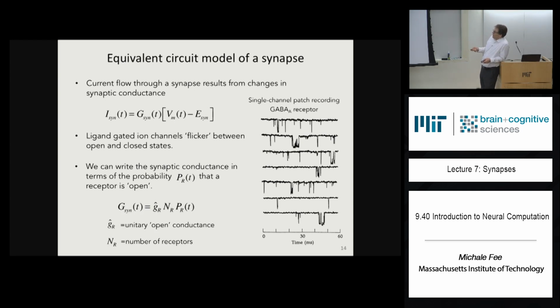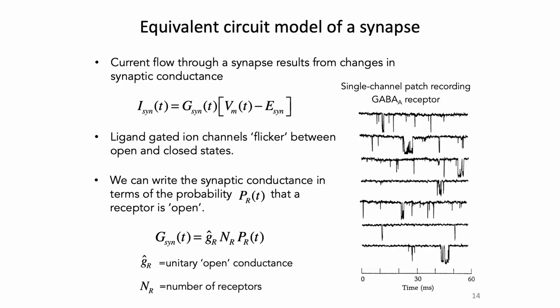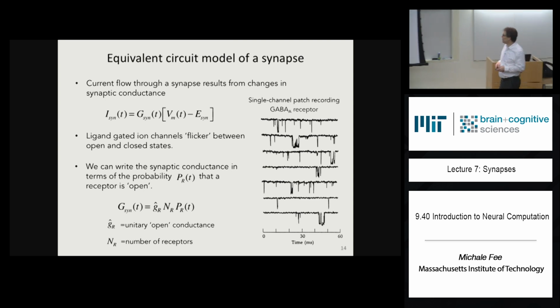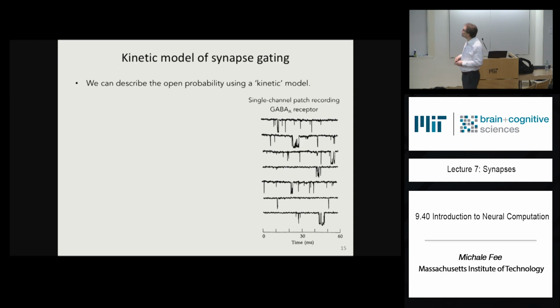So, you can write down the total synaptic conductance as the conductance of a single open neurotransmitter receptor times the number of neurotransmitter receptors times the probability that any one of them is open, okay? And so now let's think about this probability as a function of time.